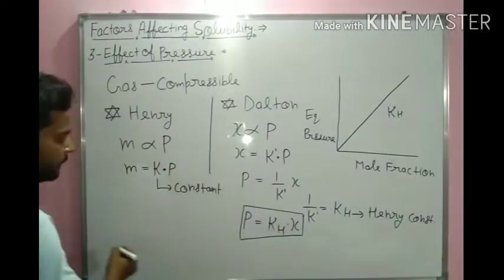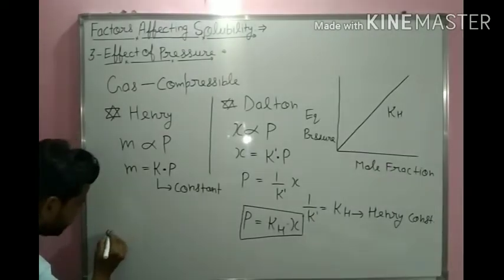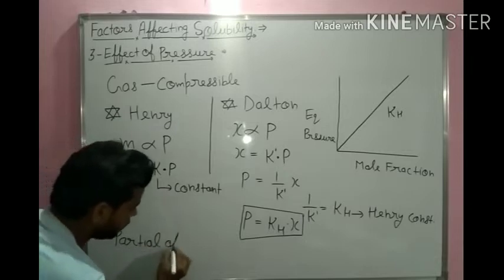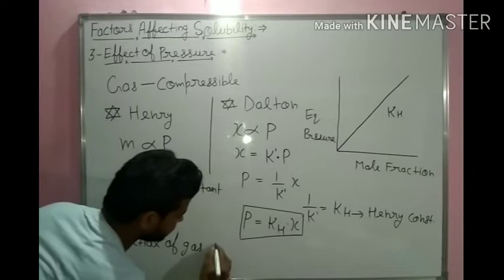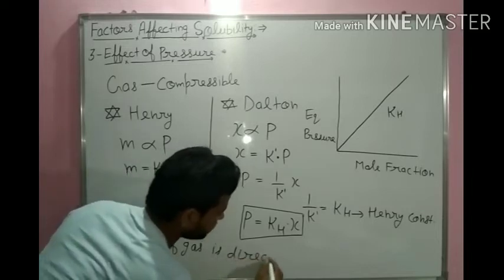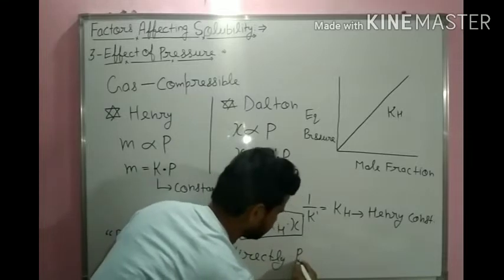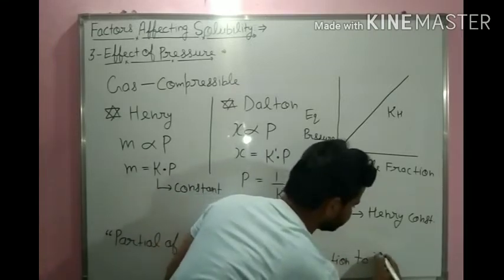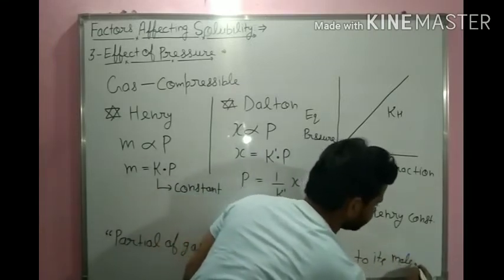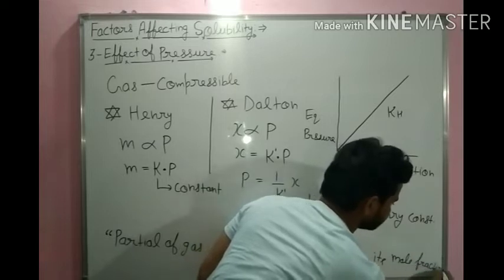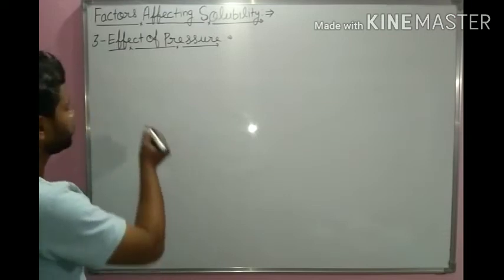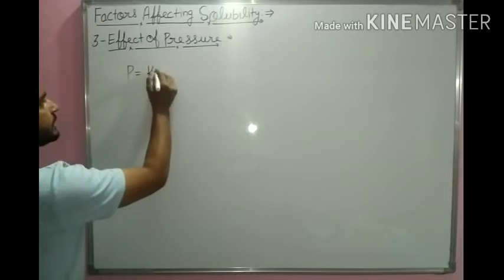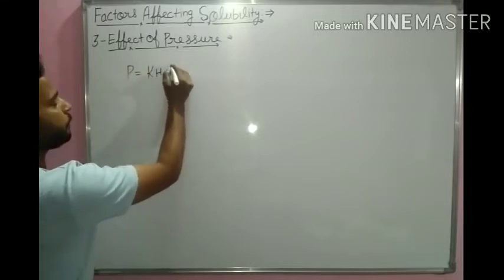Finally, Henry law may be defined: partial pressure of a gas is directly proportional to its mole fraction. Now, from Henry law, partial pressure equals Henry constant multiplied by mole fraction.